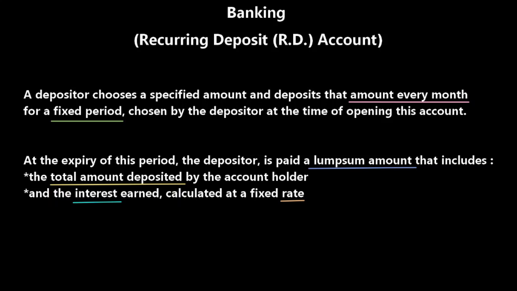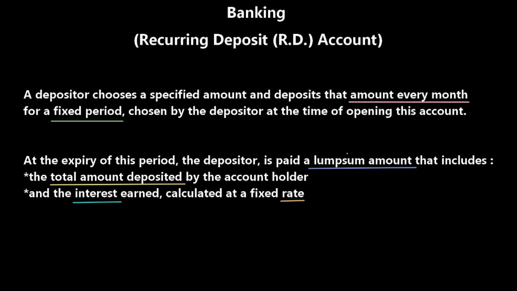So in this video, we'll be talking about the chapter banking from our ICSE 10th mathematics syllabus. This chapter particularly deals with a type of banking account known as a recurring deposit or RD account. What happens in this account is that a depositor chooses a specified amount and deposits that amount every month for a fixed period. Right? And at the end of this period, the depositor is paid a lump sum amount that includes the total amount deposited by the account holder and the interest earned calculated at a fixed rate.